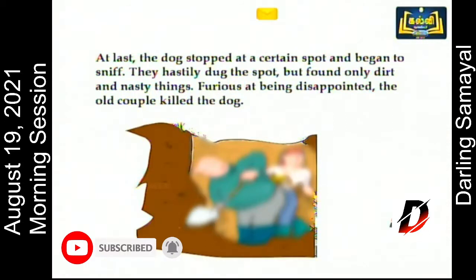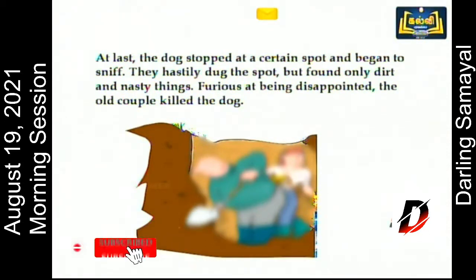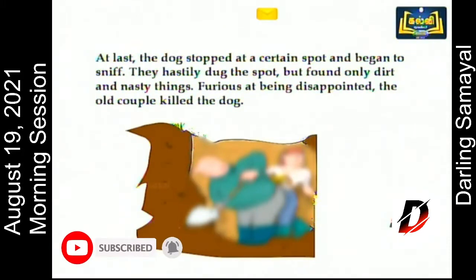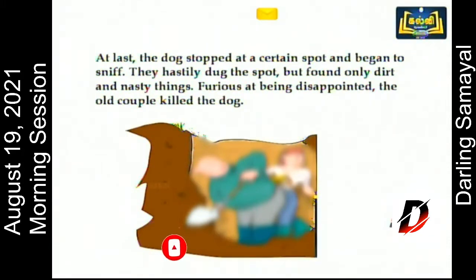Sniff, I already told you the meaning. They hastily dug the spot but found only dirt and nasty things. Awful: the internal organs of an animal are wastages. So that sort of wastage is what the dog indicated in the ground. Made furious at being disappointed, the old couple killed the dog. The wicked old couple searched for treasure, but they found only filth as well as nasty things in the ground.